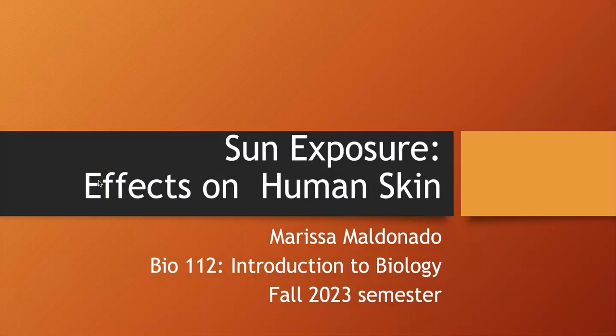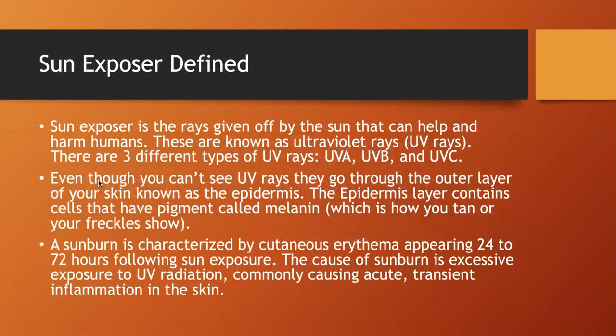Sun exposure, the effects on the human skin. Sun exposure defined. Sun exposure is the rays given off by the sun that can help and be harmful to humans. These are known as ultraviolet rays, or UV rays. There are 3 different types of UV rays: UVA, UVB, and UVC.